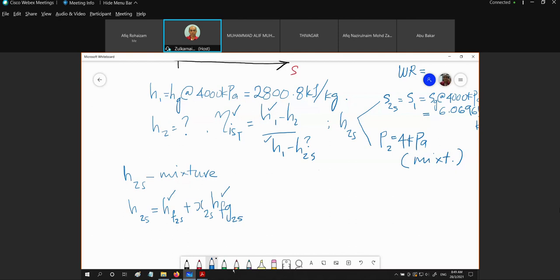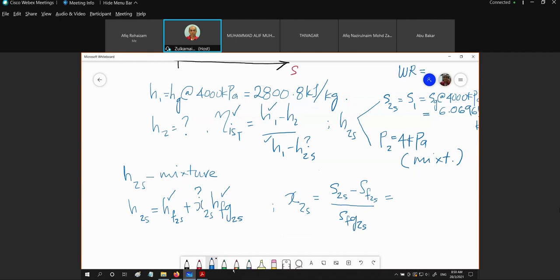Then we have to determine what is our X2S. How to get X2S? X2S is equal to the property that we have at the state of 2S, which is the entropy. So this is S2S minus SF 2S divided by SF G 2S. Okay, so please calculate for me how much you get in X2S, everyone. Calculate, please.